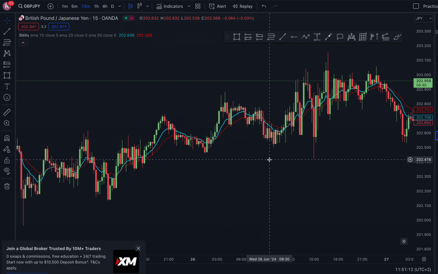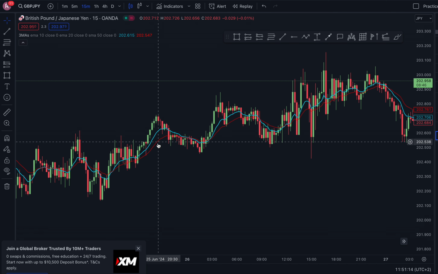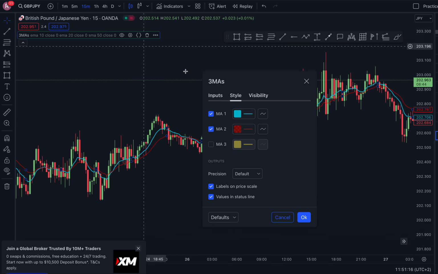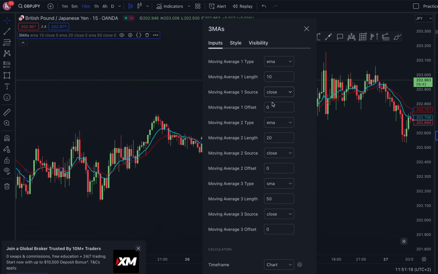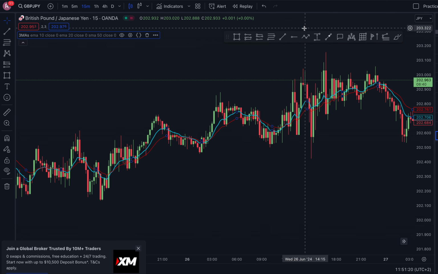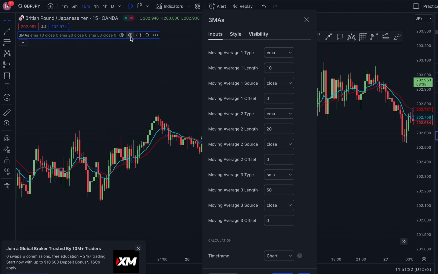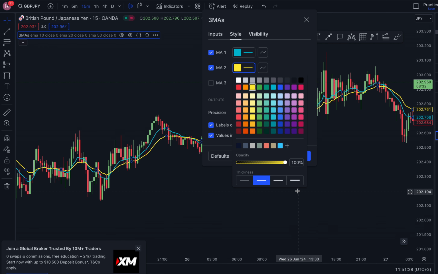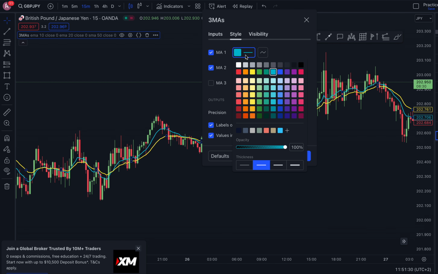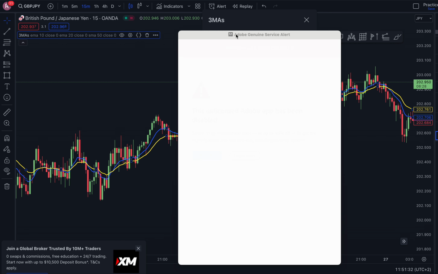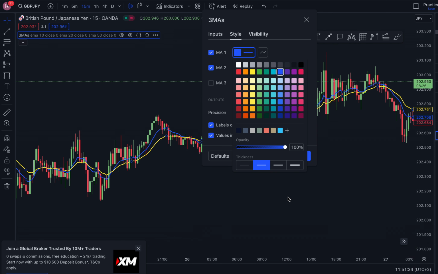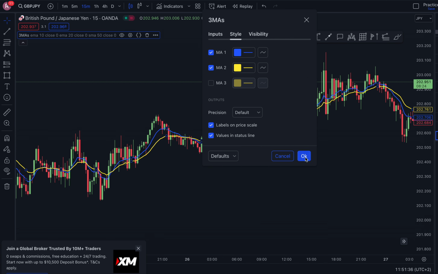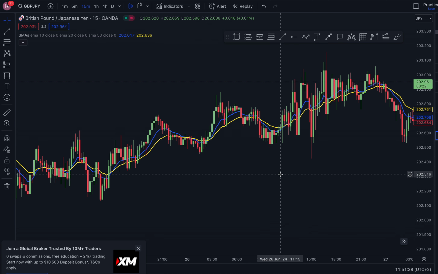So first of all, you're going to need to insert your two moving averages. Settings should be 10 and 20. I'm going to just recolor my moving averages just so it's more visible. Going to use green and yellow. Going to use blue and yellow actually. I'm going to use a darker blue. That works well.